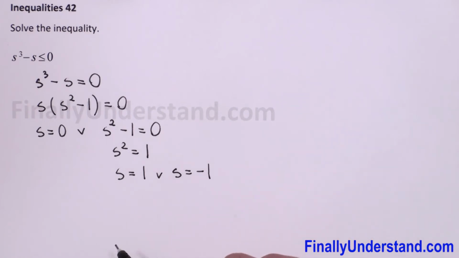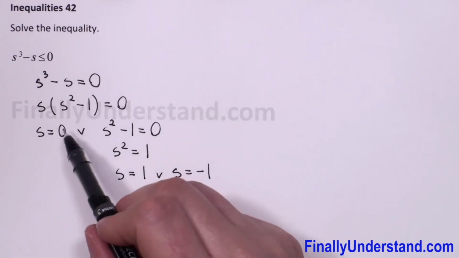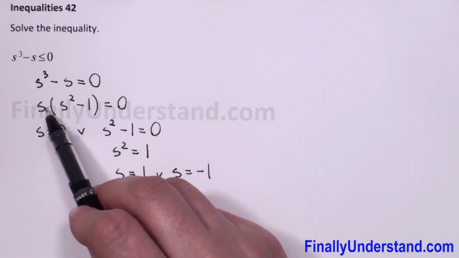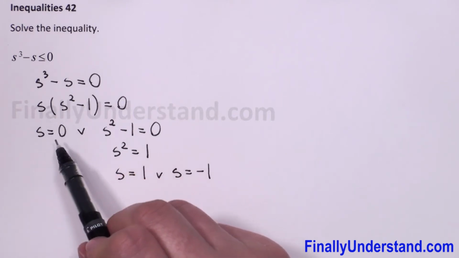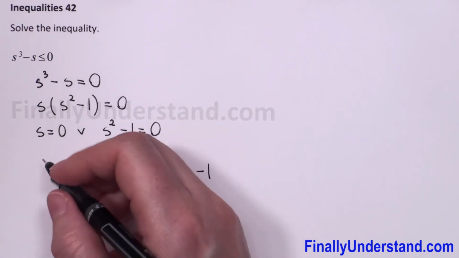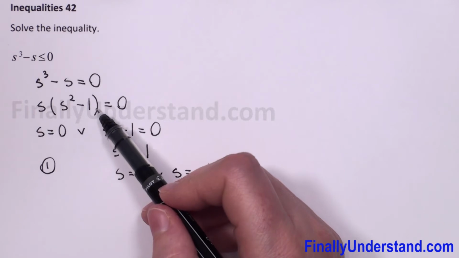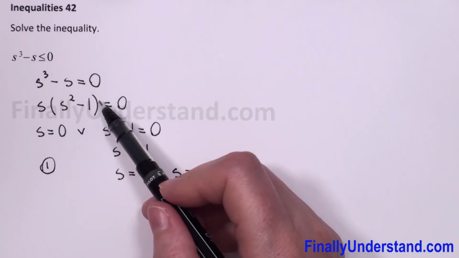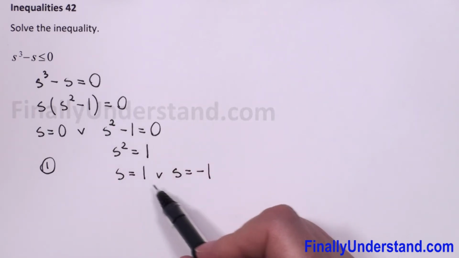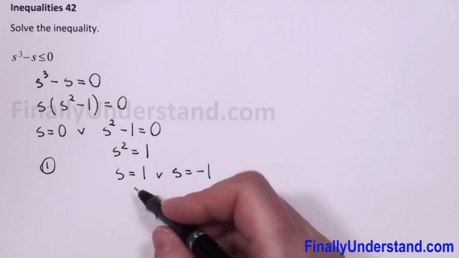Now we have to check how many times these roots repeat. For 0, s is to power first. It means 0 repeats 1 time. The content of this parenthesis is raised to first power. It means our roots repeat 1 time.